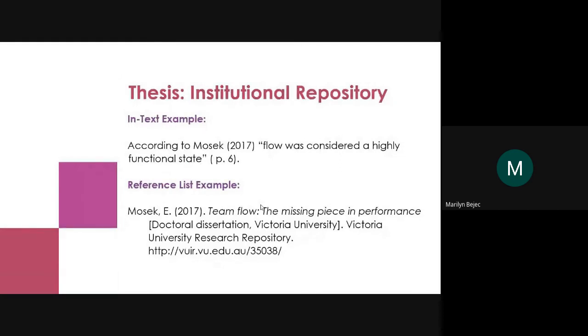Then for the institutional repository, you have the in-text example, and then you have the reference list. You have the same procedure. You have the author's surname, then you have the copyright year in parentheses, and then you have the title of the thesis or dissertation, then the university where it is written, and then you have the repository, and then the URL.